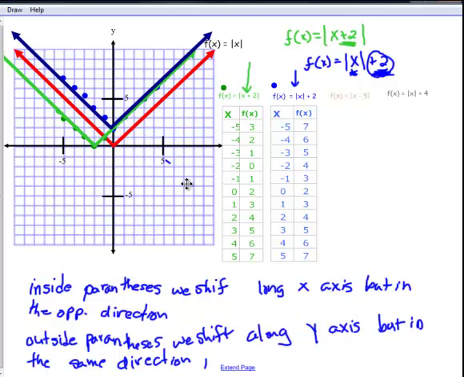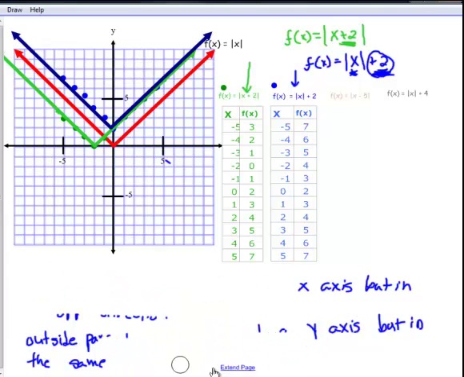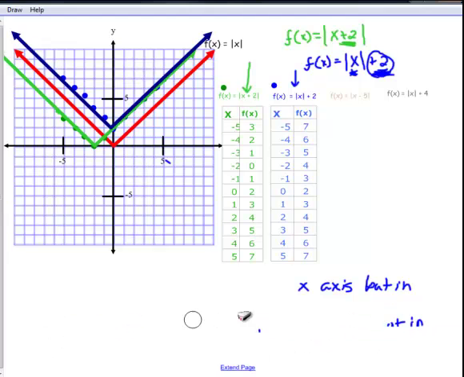And that's how you do shifts. You just take the entire graph and shift it. All right, so let's try the new graphs, but not without doing tables. Let's just do them by shifting.